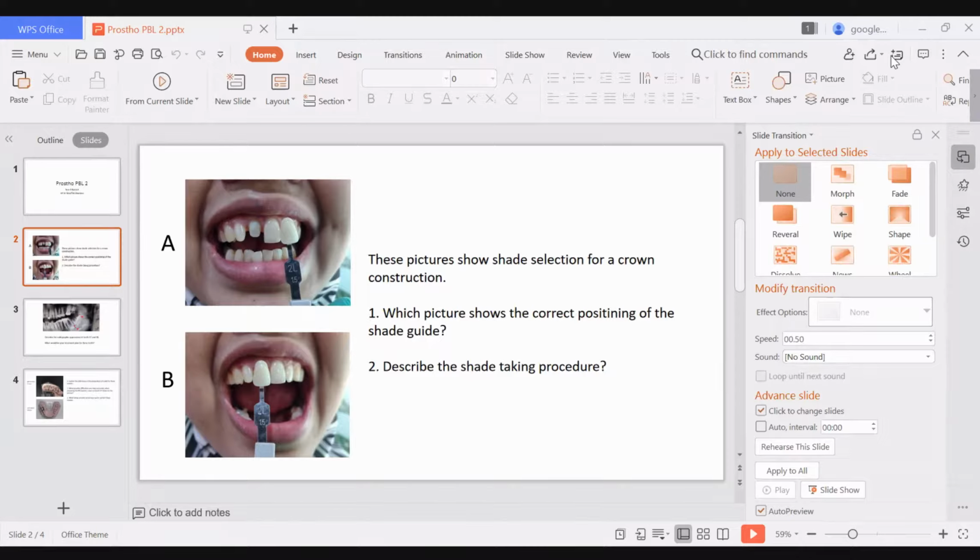Prof, can I try? My name is Sarah, number 46. I think the correct positioning is B, because once you put it in that position, you can see how the overall smile will look with that shade when the crown is done. Okay. All right.